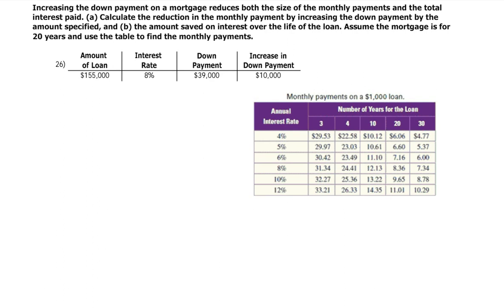Okay, this question has two parts, A and B. It's one of those situations where you're taking out a loan and you make a down payment, but then you go back and you decide to increase the down payment. So they want you to calculate, let's start with part A, which is calculate the reduction in the monthly payment by increasing the down payment by the specified amount. All right, well, let's first start with the fact that you made a down payment of $39,000.